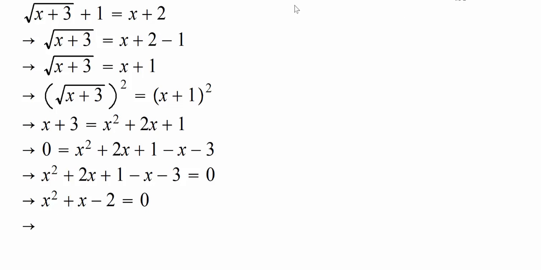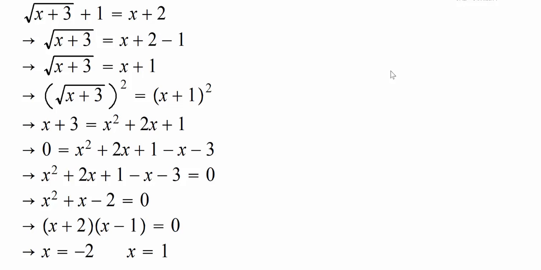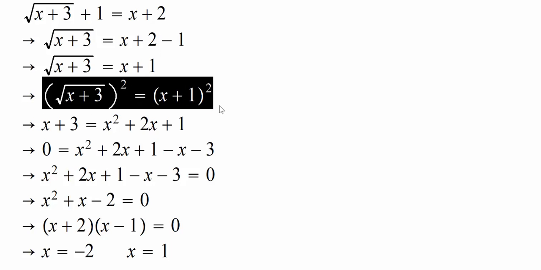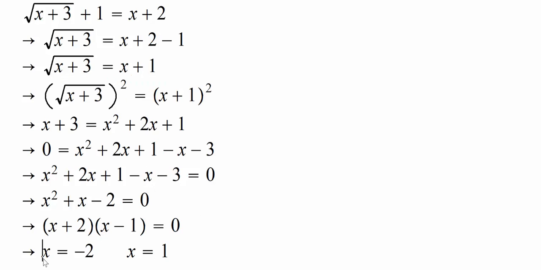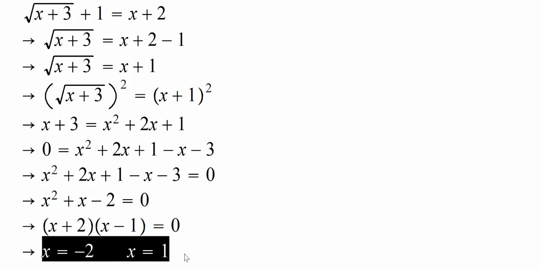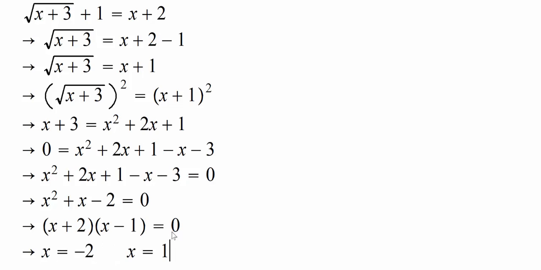So let's go ahead and factor this, because if the factoring didn't work, then we can use the quadratic formula. So we got this product equals 0, so x equals -2 and x equals 1. Now remember, when we squared this equation, we got a lot more values riding along with us. So we have to check which of these works back in the equation and which doesn't.